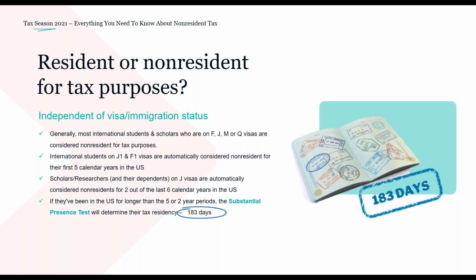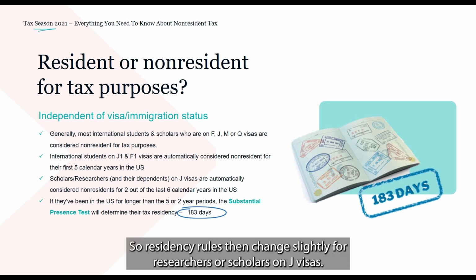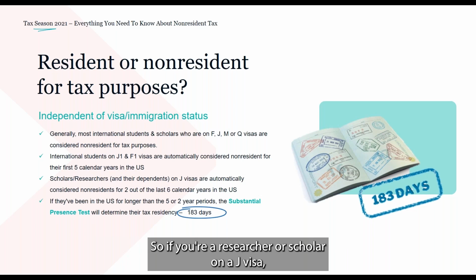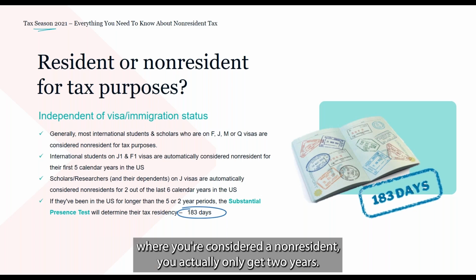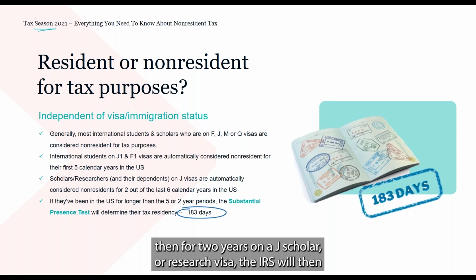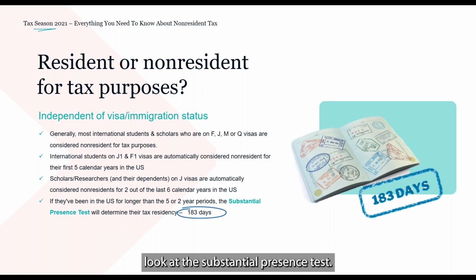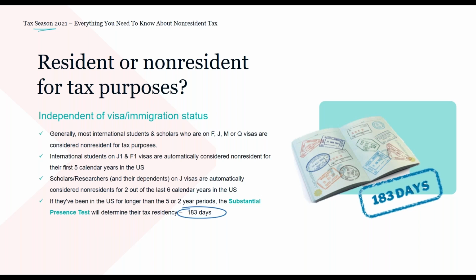So residency rules then change slightly for researchers or scholars on J visas. So if you're a researcher or scholar on a J visa, instead of that 5-year grace period where you're considered a non-resident, you actually only get 2 years. And after you've been in the US then for 2 years on a J scholar or research visa, the IRS will then look at the substantial presence test.